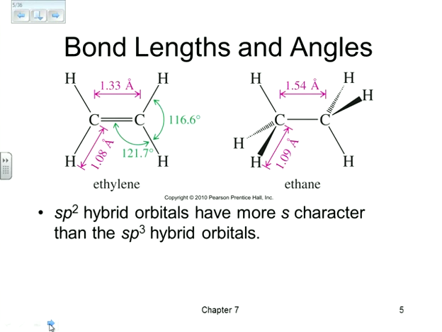And which one do you think is stronger overall? A single bond or a double bond? A double bond. Think of it as having two bonds. I know one of the bonds isn't that strong, but you have two of them stacked up between the same atoms. So a double bond is shorter and stronger.